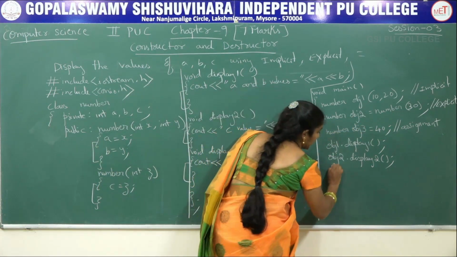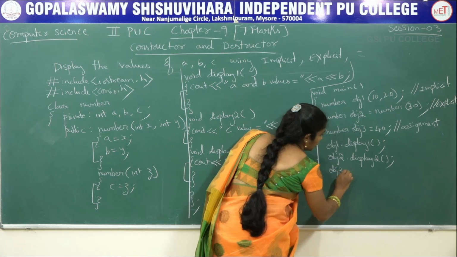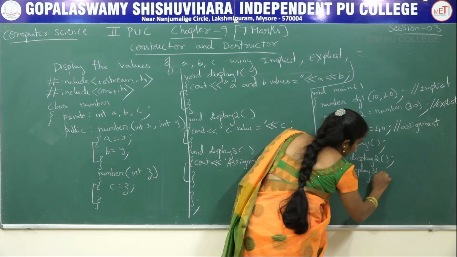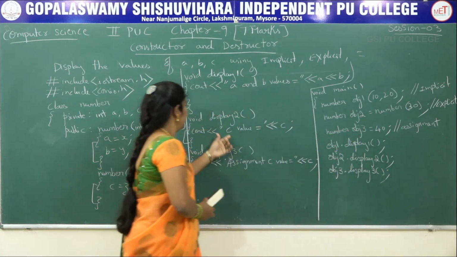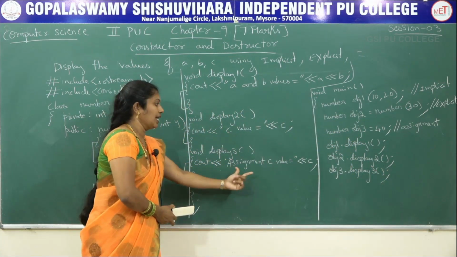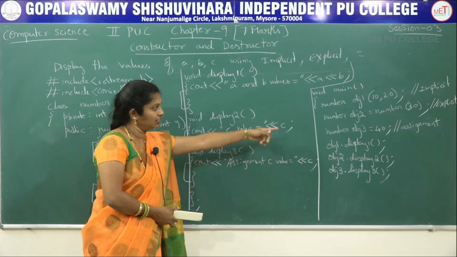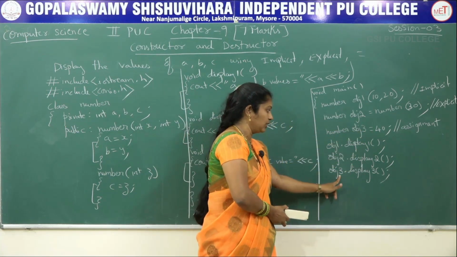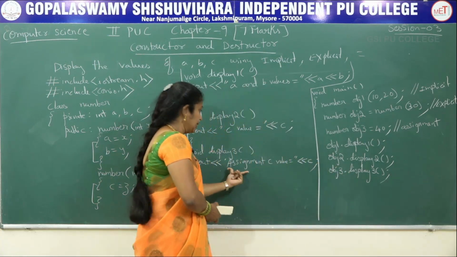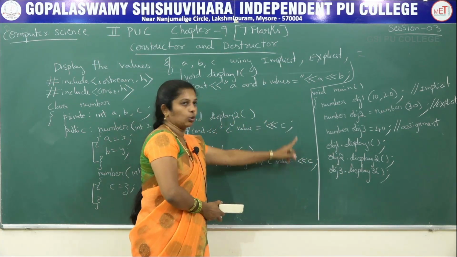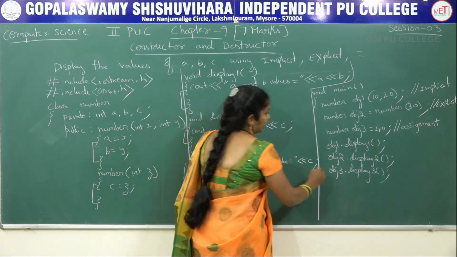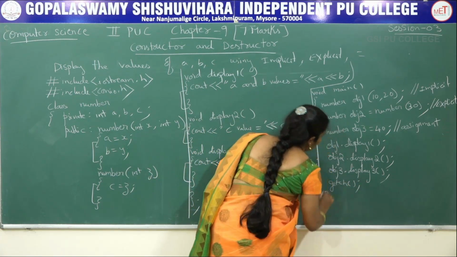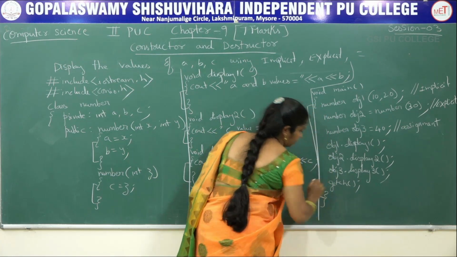Next, object 3 dot display 3. Then here it would display this function, that is assignment c value equals, once again it would display 40, because with the help of object 3 we are calling, that's why object 3 dot display function. Then here assignment c value equals 40, it would display. Then get ch, close the main program which you opened.